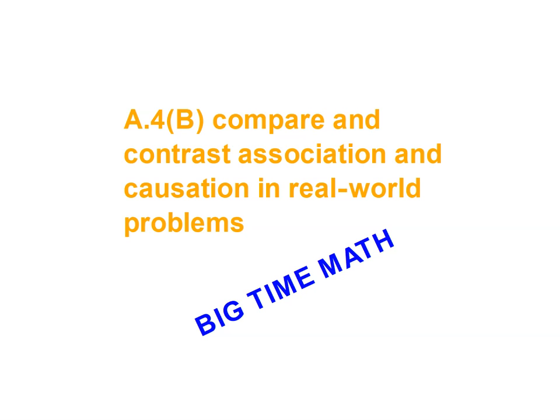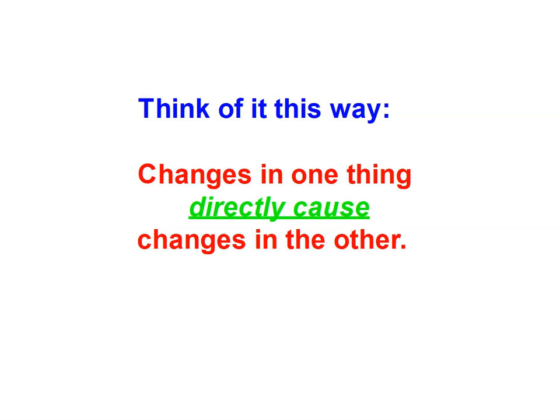Compare and contrast association and causation in real world problems. So what is causation? Think of it this way. Changes in one thing directly cause changes in the other. So if this happens, then this happens, all right? So what does that mean?